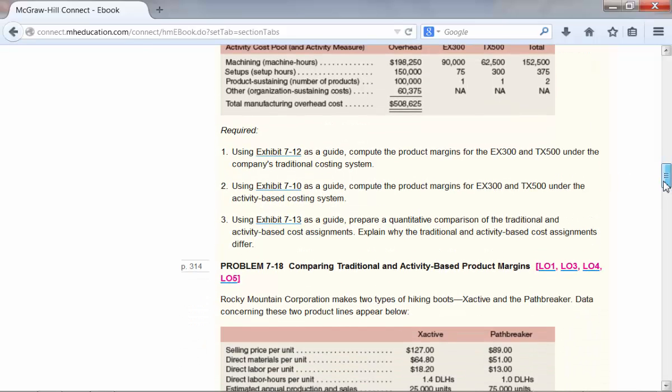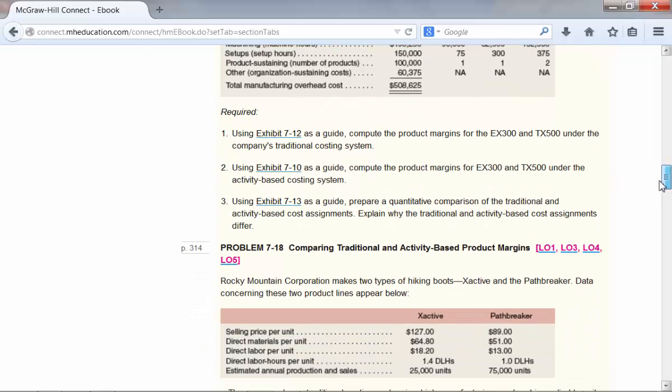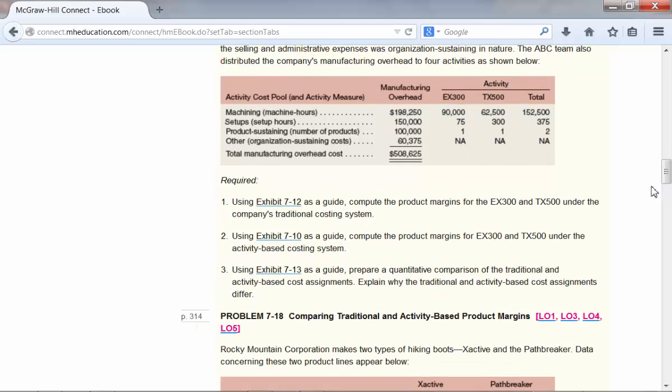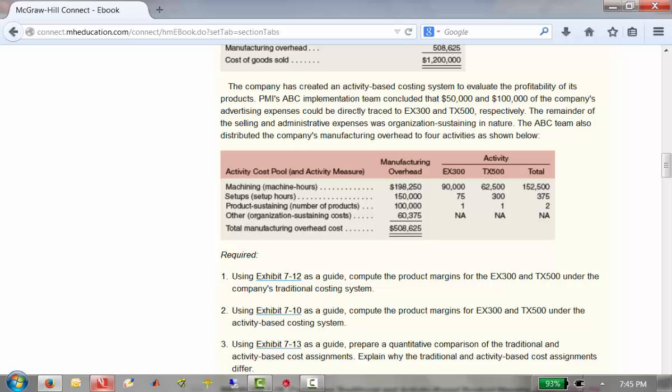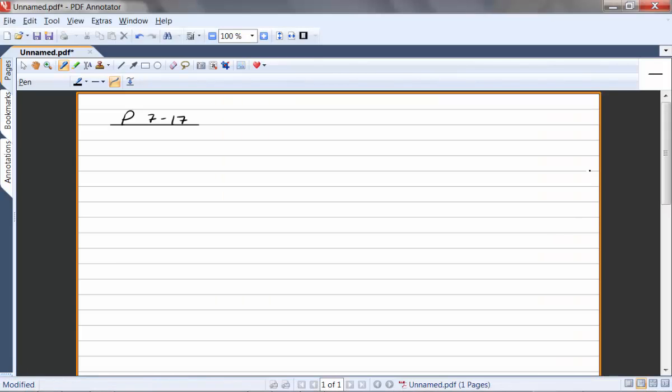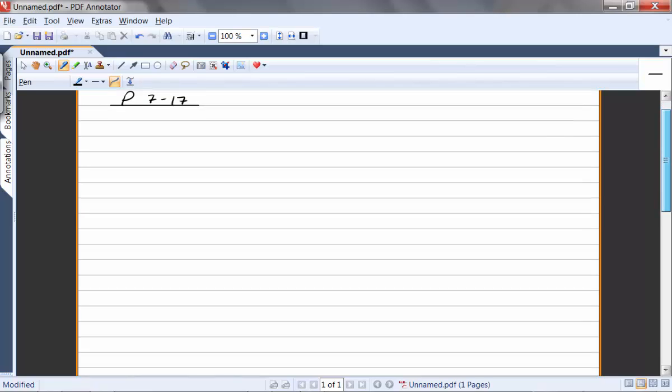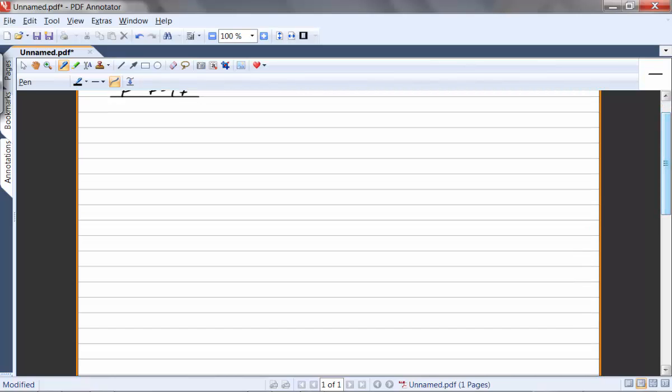So what do we need to do here? We need to compute the product margins for the E and the T product under the company's traditional costing system. The first thing I want to do before we even do anything, before we even do number 1, I want to draw a diagram that will help you, hopefully in your mind, figure out exactly what ABC is doing, how it's assigning costs and allocating costs.